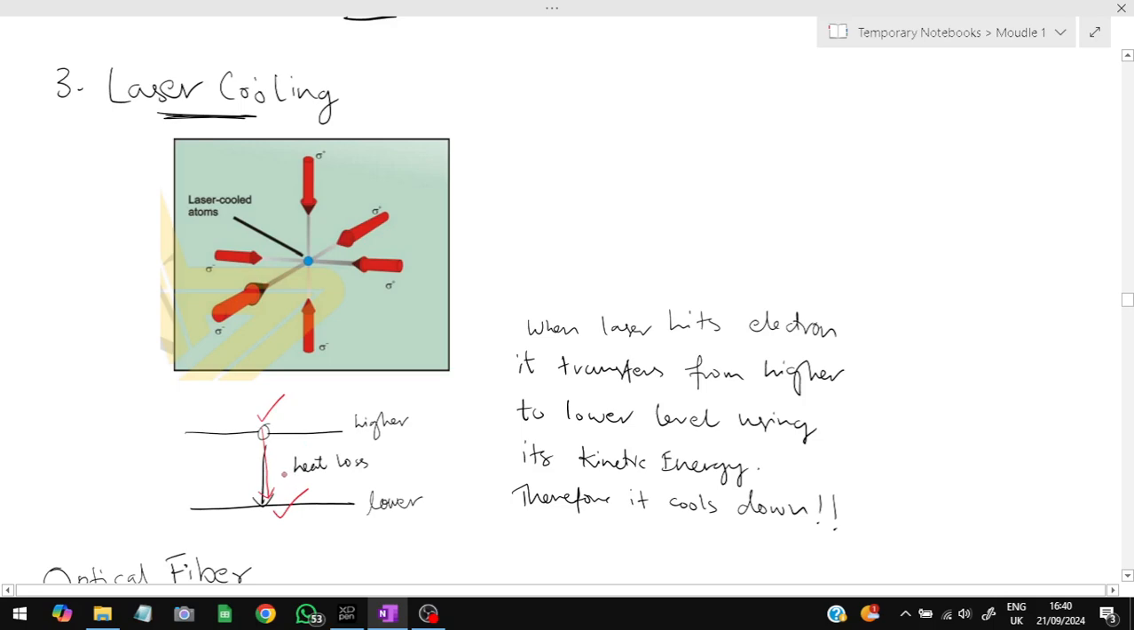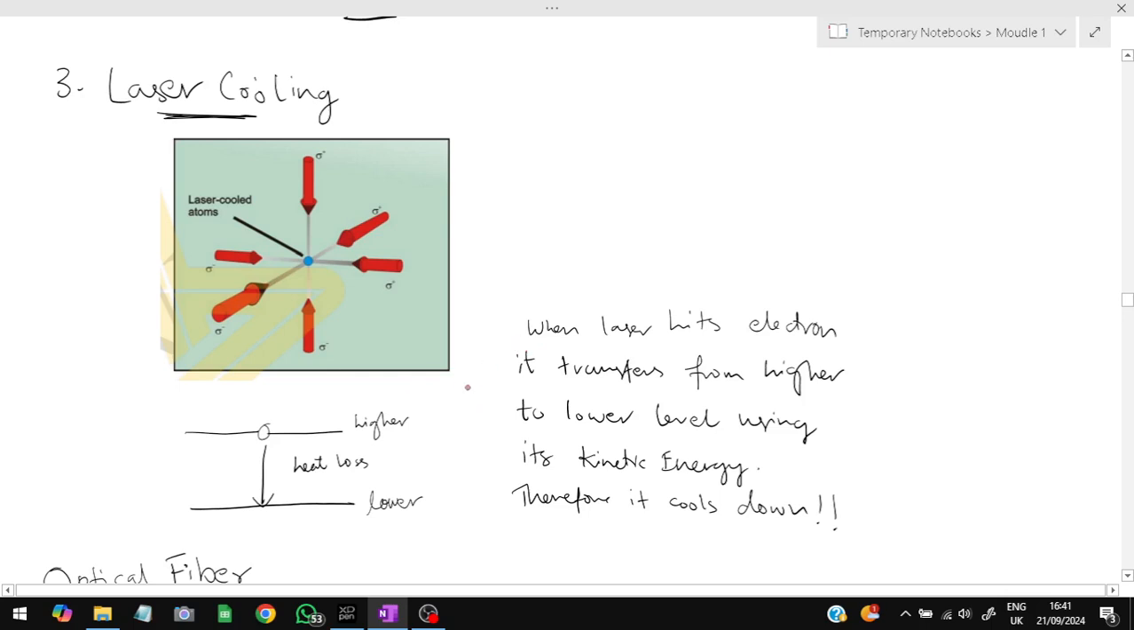When it travels some distance, it will become tired. Tired means there will be loss of kinetic energy. When there is loss of kinetic energy, there will be heat loss. So ultimately, what does that mean? If there is a heat loss, that means the temperature of the atom is reduced from a higher to a lower point. That's what laser cooling is. We'll be using the laser to cool down the atoms, so that the entire object will be cooled.